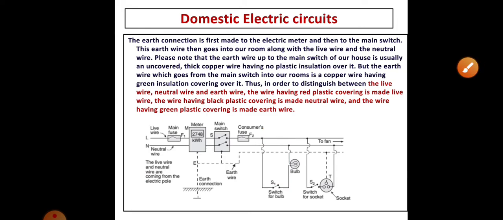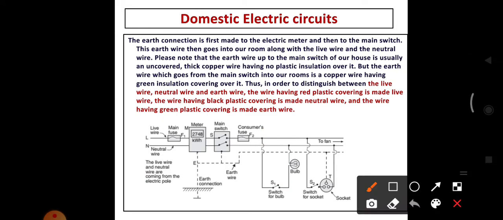The same applies to how to connect the electric socket. One wire from the live wire and another from the neutral. One is connected to earth. So when the circuit is closed, this is positive and this is negative. So the circuit is a closed circuit.